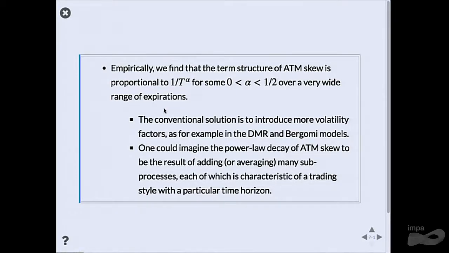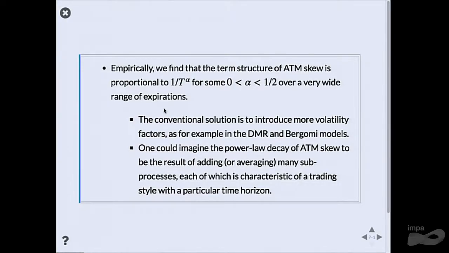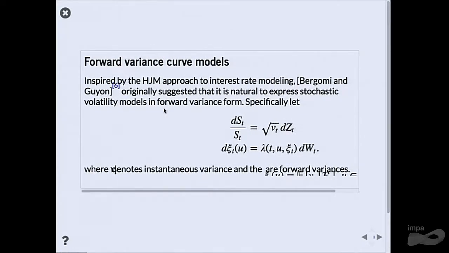So you could imagine the power law decay of at-the-money skew to be the result of adding or averaging many sub-processes, each of which is characteristic of a trading style with a particular time horizon. This makes one think of Fulvio Corsi with his trading on the 1 day, 1 week, 1 month horizon. There's a very recent paper by Eduardo Abi Jaber who looks at simulating the rough Heston model by taking 500 conventional stochastic volatility models and adding them all up. Again, these concepts are all related, and somehow this magical scaling that we see in the data is related to summing the impacts of trading over many different timescales, some kind of cascade of timescales. Why the timescales cascade in such a magical way that you get a perfect power law, I have no idea. This is a paper that could and should be written sometime in the future. For the moment, we don't know.